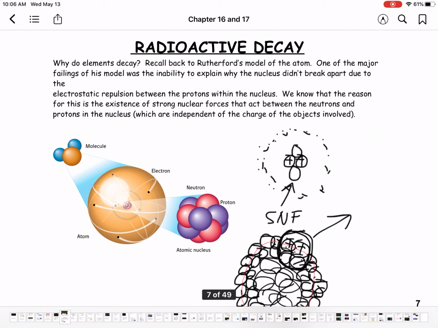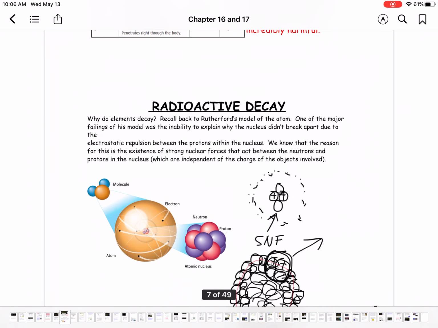Beta decay is caused more by the weak nuclear force, which is super complex. It's the idea of an up quark turning into a down quark, or a down quark turning into an up quark, which is a relatively not well understood concept.